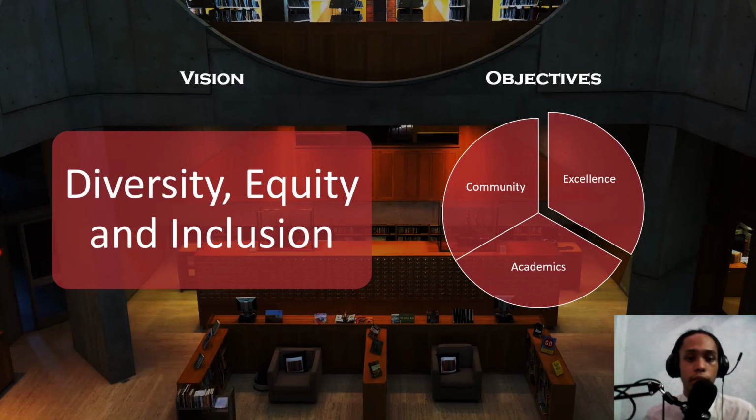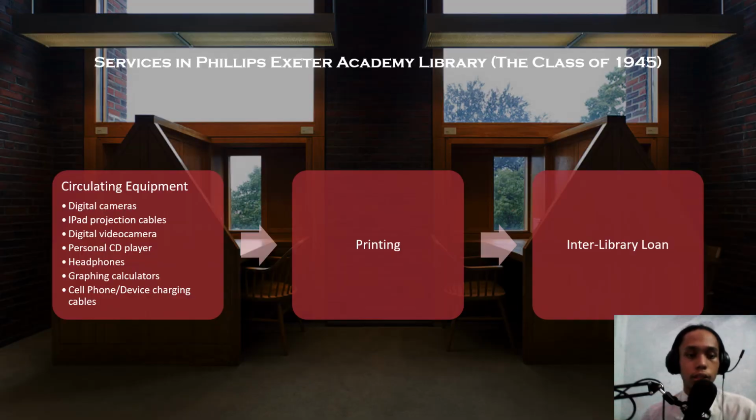So this is their vision and objectives. The vision for Phillips Exeter Academy Library is diversity, equity, and inclusion. For objectives, they have excellence, which is to pursue excellence to empower the students to do great things; academics, to pursue what the students truly love and discover their potential; and lastly, community, to make connections for life at a place called home.